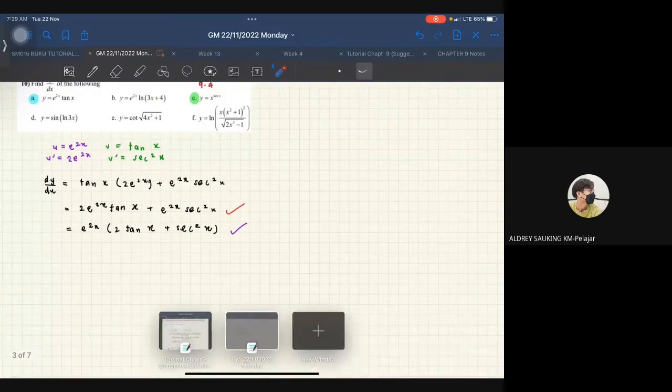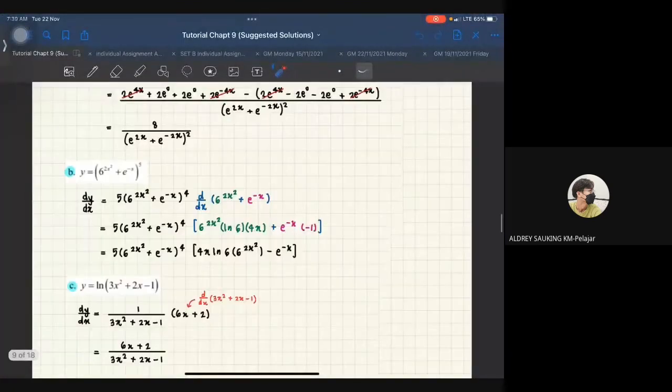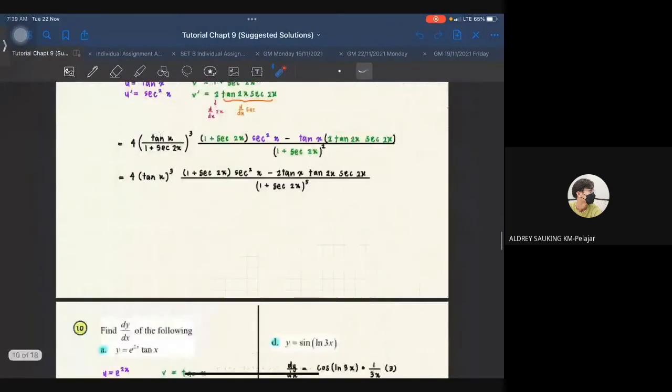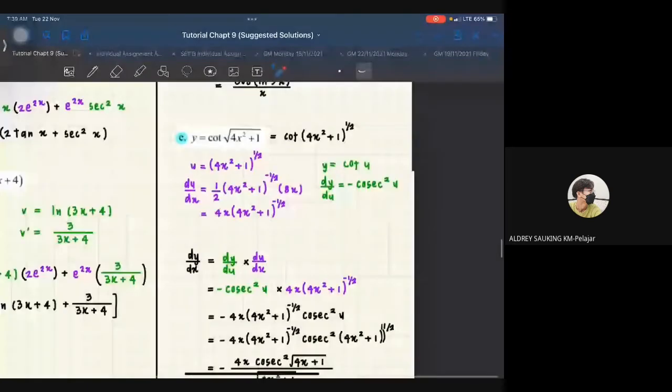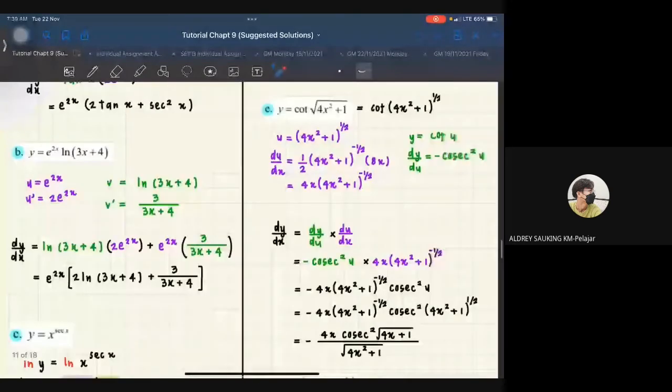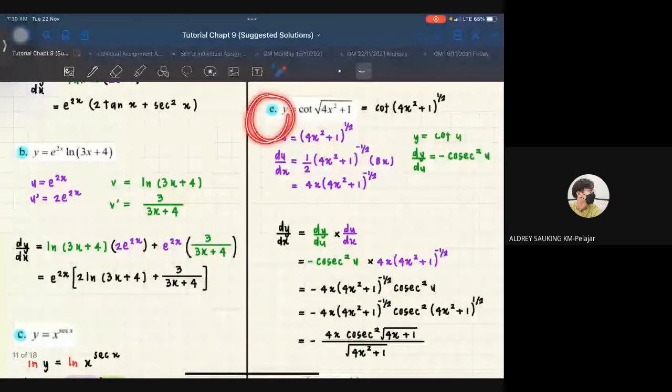Mana jawapan saya? This one. Saya dah buat rasanya. Okay, so this is my 10E. Let's take a look at this one first. Okay, so focus on the right part. Kita ada trigo function, cotangent, and then 4x square plus 1. So dekat sini saya guna rule apa? What rule am I using here?